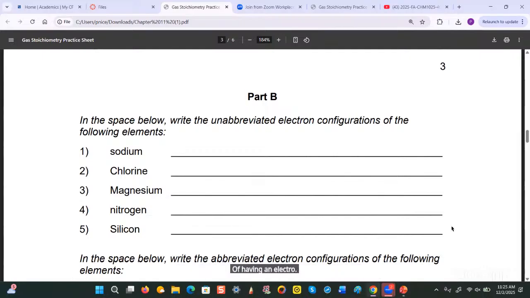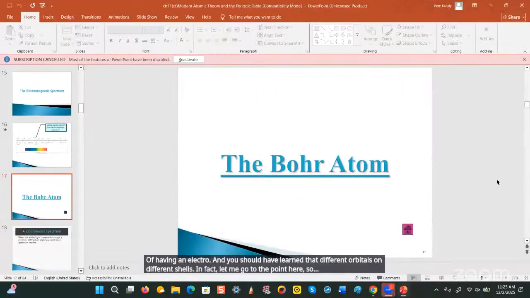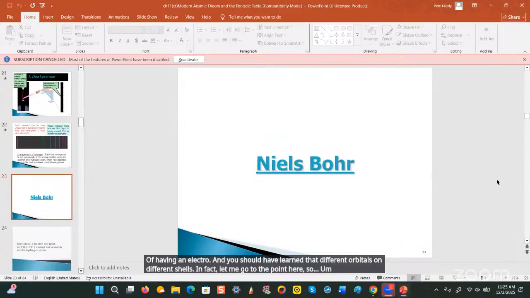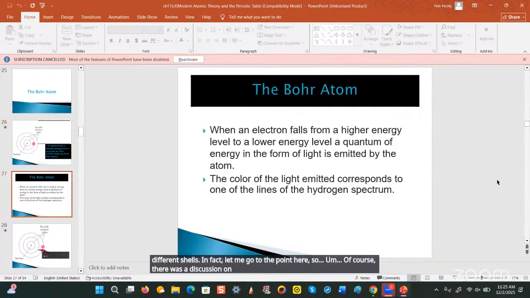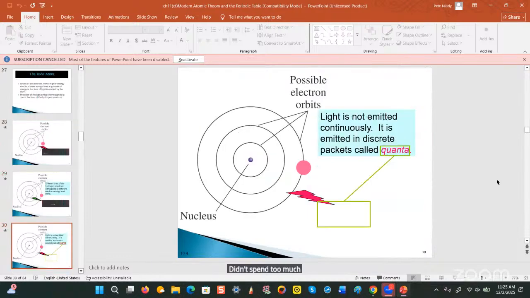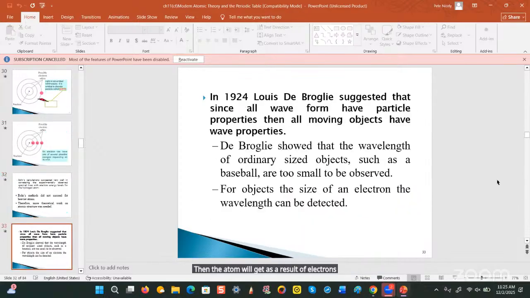And you should have learned that different orbitals have different shells. In fact, let me go to the PowerPoint here. So, of course, there was a discussion of the Bohr atom. Didn't spend too much time talking about that in the videos. But basically, the Bohr atom is used to explain the different forms of radiation that the atom will emit as a result of electrons transitioning from one orbit to the other.